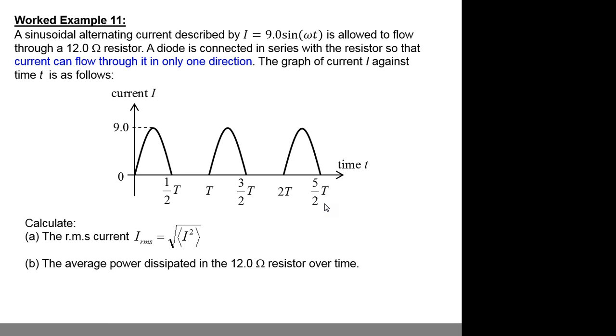So example 11. They gave you the equation, I equals 9.0 sine omega t. They give you the resistor, and they ask you to find the root mean square current and then the average power. This is a typical question. How would you do it?